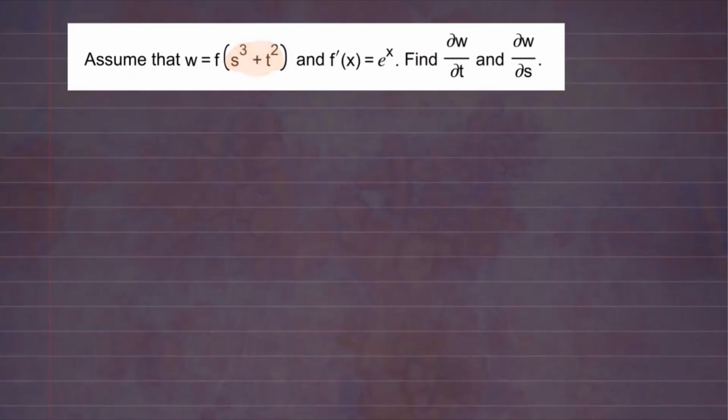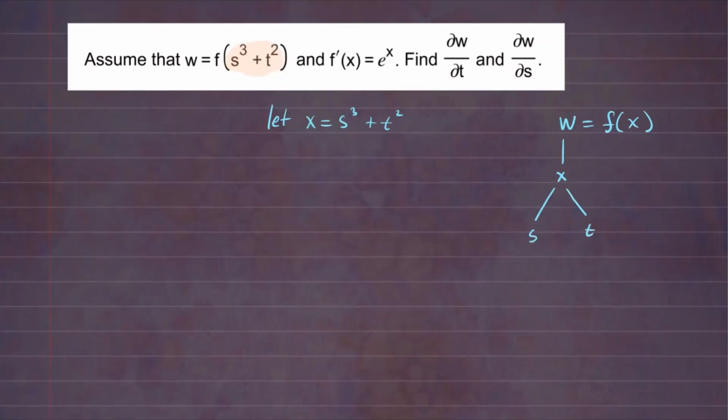So let's call this x. So let x be equal to s cubed plus t squared. So now let's try to draw the tree diagram. So we start off with w, which is a function of x, because f of s cubed plus t squared, we're replacing it with x. So then w depends on only one variable, which is x. We can draw this instead of branching two paths. And now x depends on two variables, s and t.